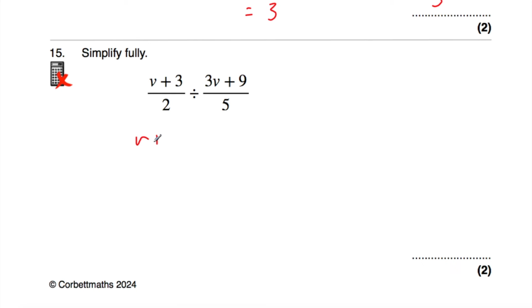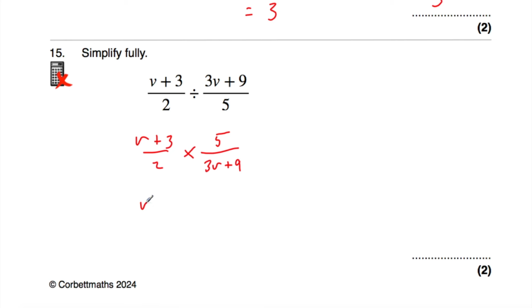So we're going to write (v + 3)/2 multiplied by, and then the reciprocal of this fraction would be 5/(3v + 9). Now at this stage, we could multiply and then cancel down. I'm actually going to cancel down to begin with because I can see that this denominator can be factorized. So let's factorize this denominator and see what we get.